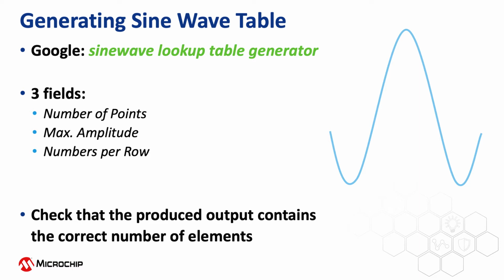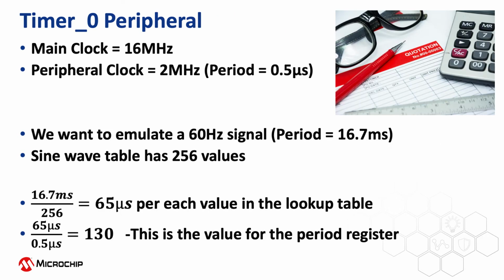The AVR-DA has a 10-bit DAC, so I'm going to use the full resolution and select the max amplitude to be 1023. I'm going to use 256 points in the table, but this is arbitrary. You could choose pretty much anything here. For the last field, I selected 10 for the numbers per row. Then generate the table and copy the output.